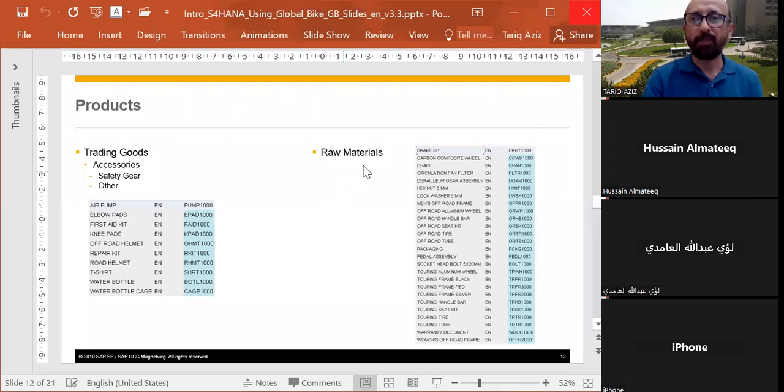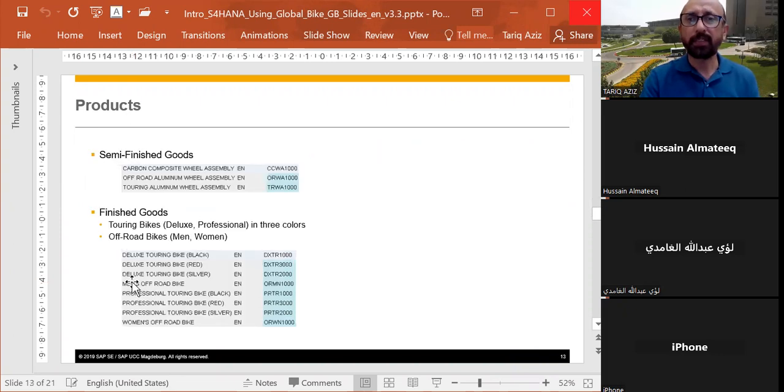I can go back one more time. Just have a look at that, guys. Raw material that we are using for making the bicycles. We have the trading goods, accessories. So trading goods are like air pump, repair kit, t-shirts, helmet, and water bottle. These are the ready-made things that we sell with the bikes. Okay. So we have raw material, trading goods, and then semi-finished goods and finished goods. And in semi-finished goods, we have 2 types of bike, deluxe and professional bikes with 3 colors, and then off-road bikes for men and women. Okay, guys?